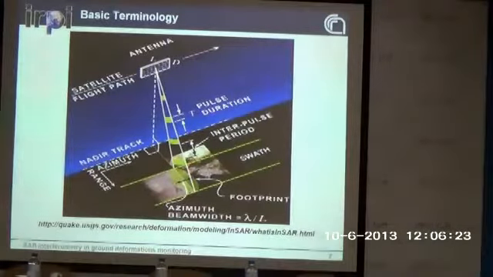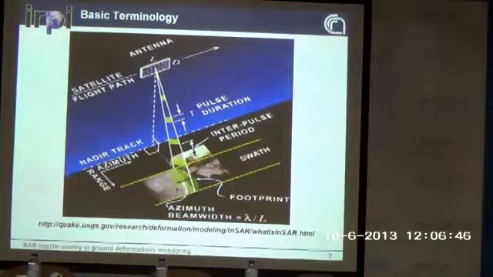Now I go to how it works, with some basic terminology. This is the antenna that is carried on the spacecraft. The spacecraft is going along a flight path, okay? The trace on the ground is called the azimuth direction, right?